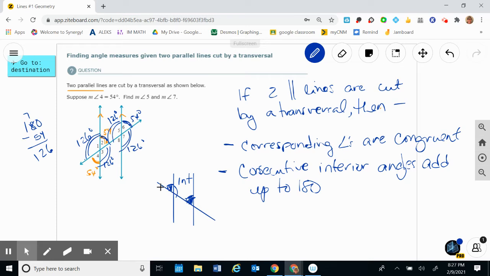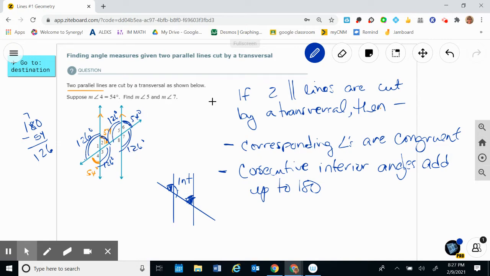It adds up to 180, okay? So therefore this and this add up to 180. I don't care how you remember it, but you need to write it down and know that it's true, okay? So you're going to be given these problems. They're only going to give you one angle, and your job is to figure out all the other angles.